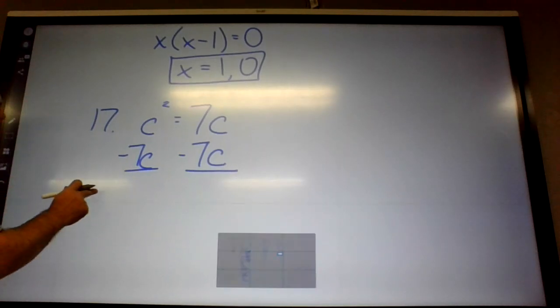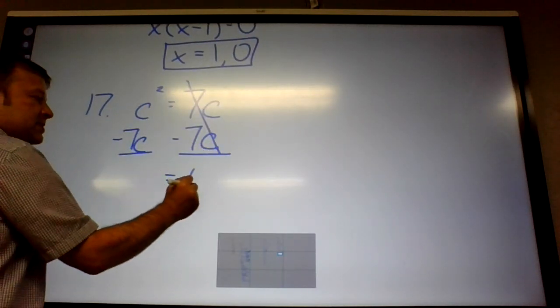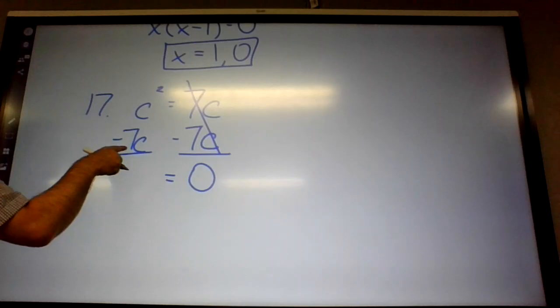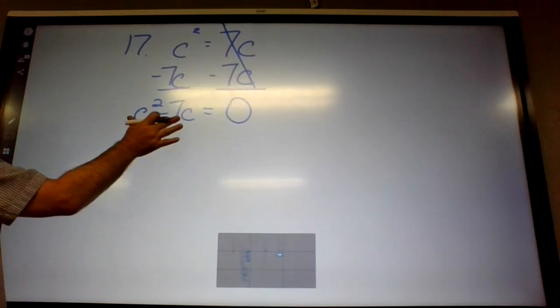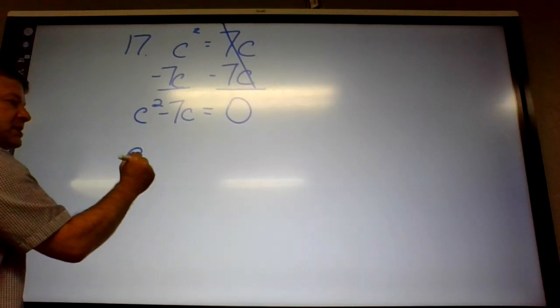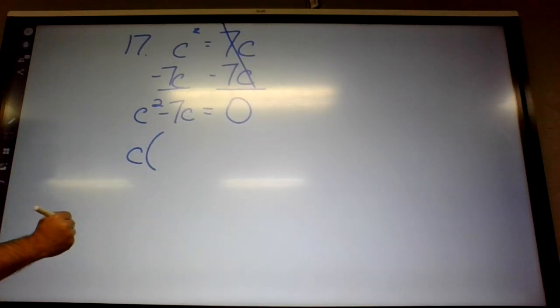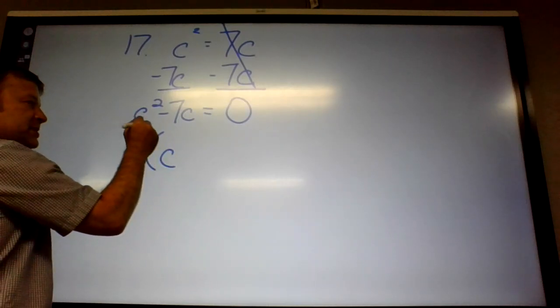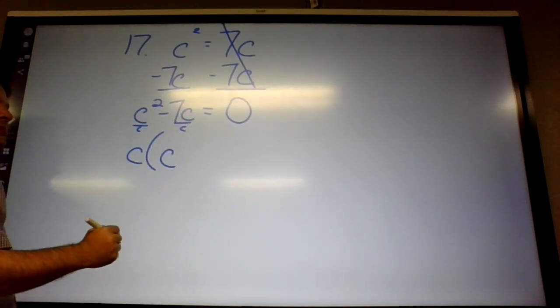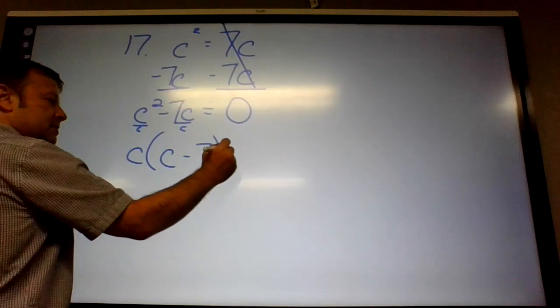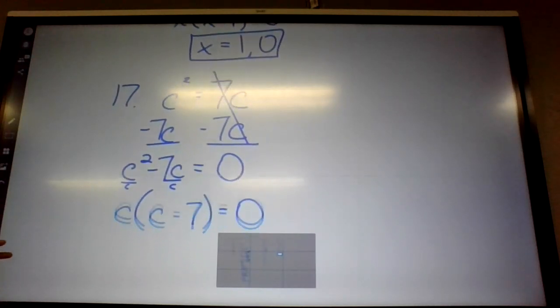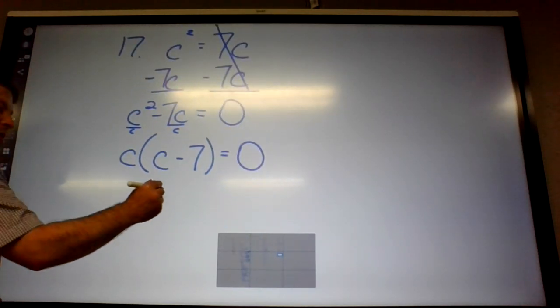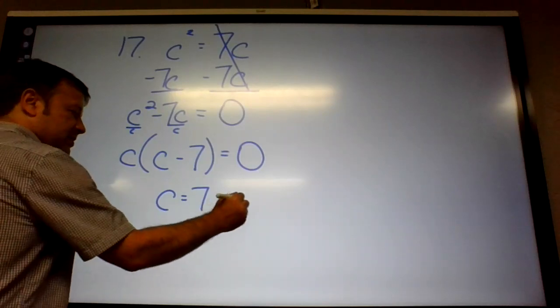On the right side, we're just going to get 0. Do these two mix? No, they do not. And then you just take a c out. At this point, it's just like number 15. A c can come out of both of those. We divide them both by c and we get c minus 7. So what are the two answers? 7 and 0.